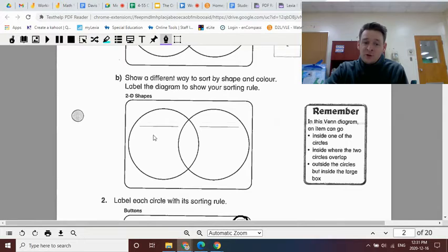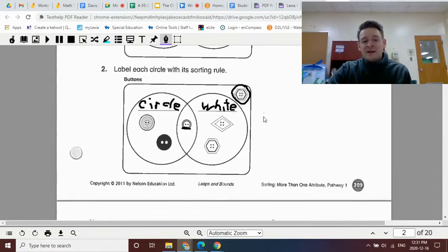You're still working with shapes in question B, but now it's your turn to choose the sorting rules. And you need to pick rules that are going to sort your shapes so that some fall in this circle, some in this circle, some in the shared space, and you might even have some ending up on the outside edges.